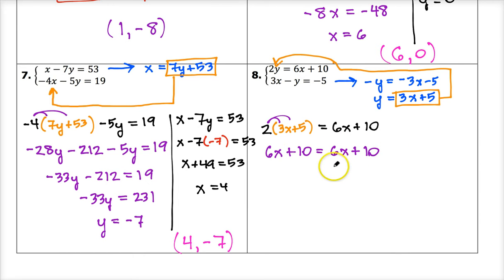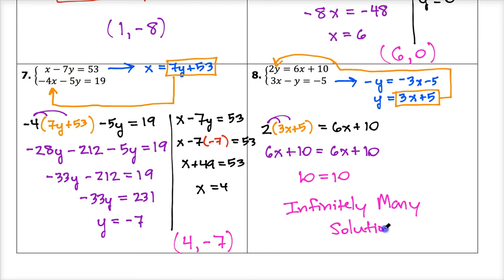If I attempt to solve this for x and subtract 6x from both sides, I notice I get the statement 10 equals 10, which typically isn't all reals when we're solving equations. We don't write all reals for this. We actually write infinitely many solutions. So what this means is you can't just pick any ordered pair and have that be a solution for the system, but there are an infinite number of ordered pairs that would work as solutions.